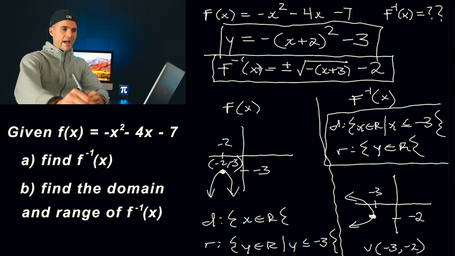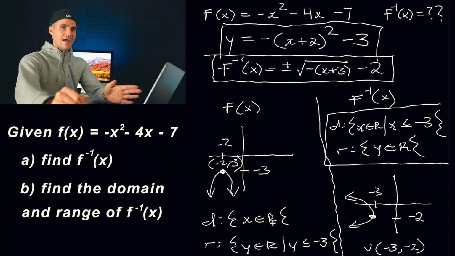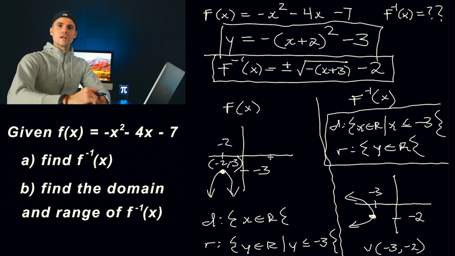So instead of looking at this equation for the inverse to get the domain and range, because we got the vertex form of the function, it's easier to get the domain and range of that, and then just interchange the domain and range in order to get the inverse domain and range. And that is the end of the video.